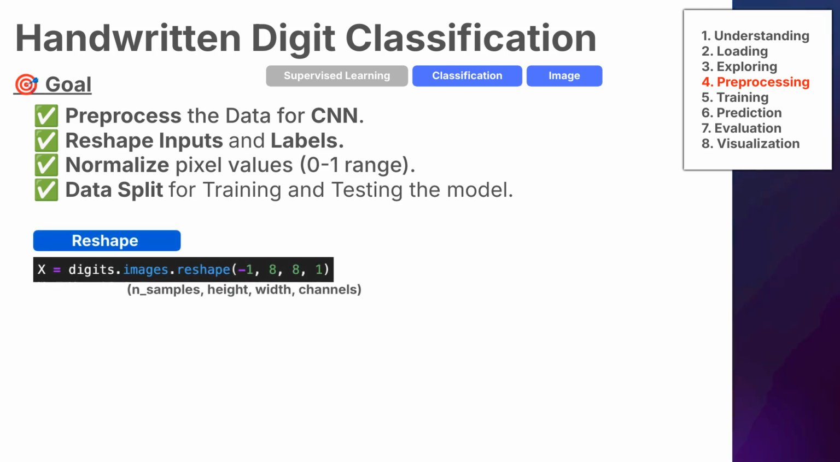Let's reshape the input first. -1 means figure out the number of samples automatically. 8 means the height and width of each image. The last one means the number of channels. It's 1 because this is grayscale.